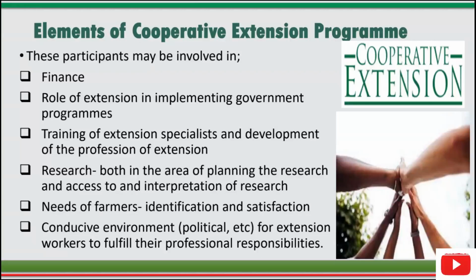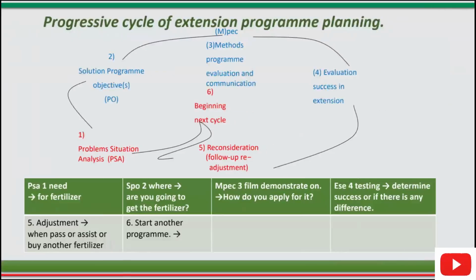A conducive environment is also part of what these participants should be trying to create, like political environment, social environment, and so on, for the extension workers so that they can fulfill their professional responsibility. Now, we have the progressive cycle of extension program planning.